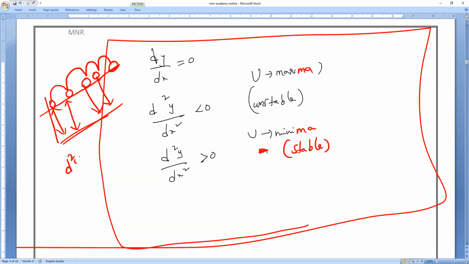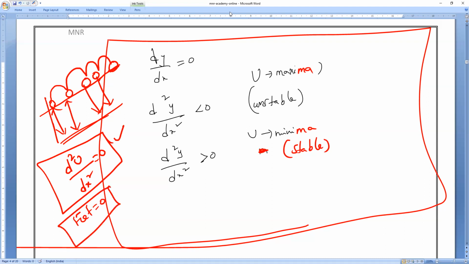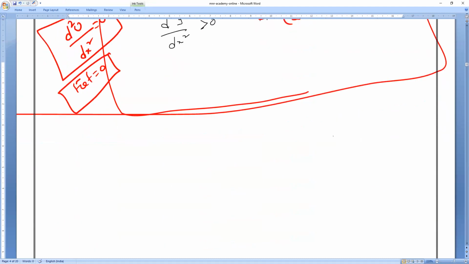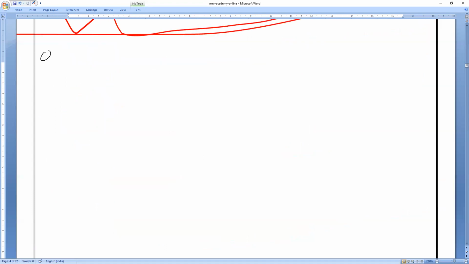So what will happen if you do the double derivative? Finally, the answer is 0. Understand? F net is equal to 0, and the double derivative is also 0. Clear? Everybody, that is what it is. If you solve one question, you will definitely get an idea.